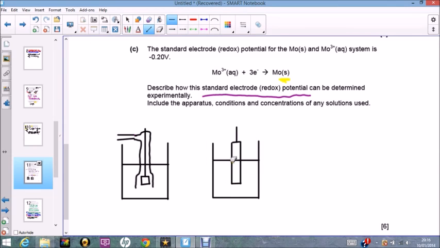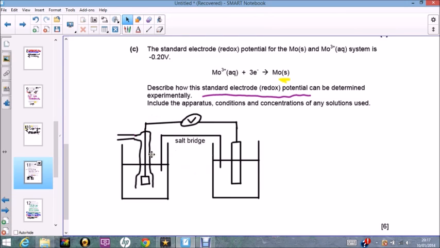See, I've drawn the metal electrode in contact with its solution of ions. Now I'm going to complete the circuit by adding a voltmeter and a salt bridge. See that I've now made a complete circuit with a voltmeter and a salt bridge. The salt bridge must be labelled. For the voltmeter, a V will suffice.